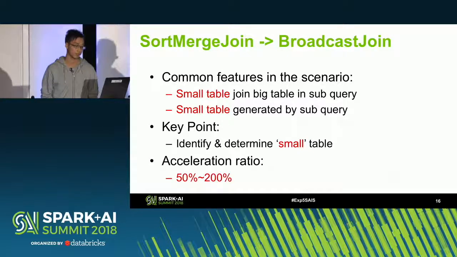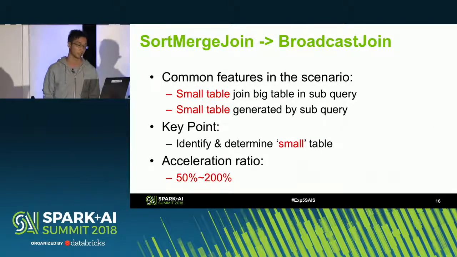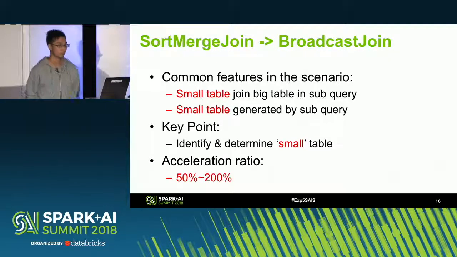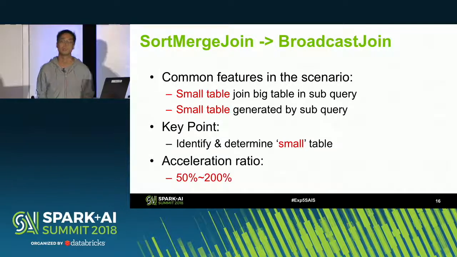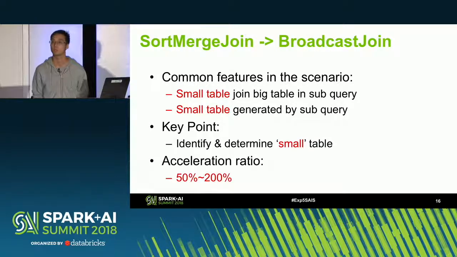The common feature in this scenario is a small table in subqueries. Actually, small is also a relative concept here. Which is a small table? How should we identify and determine it? In some cases, it depends on the resources and also the user behavior, so it's a key point here. And if we hit this strategy, we can get an acceleration ratio from 50% to 200%.